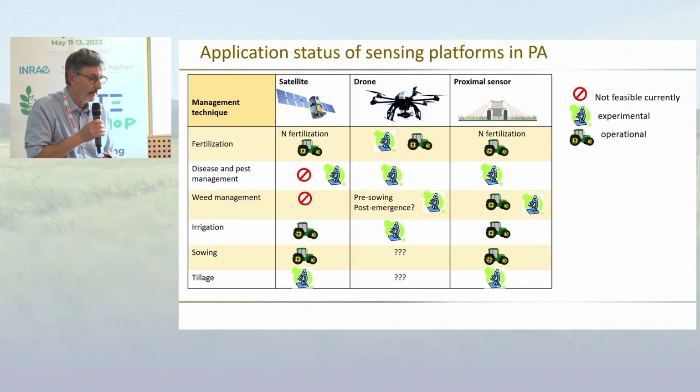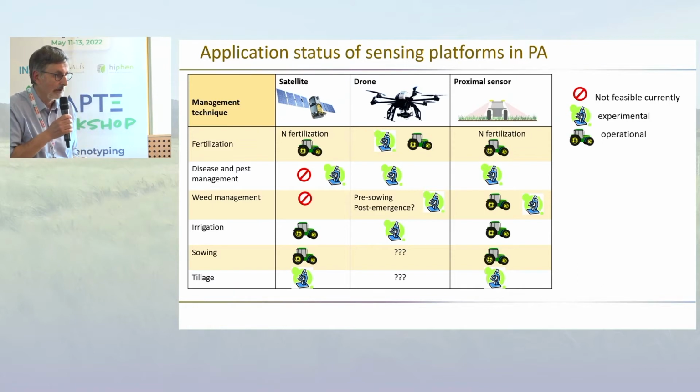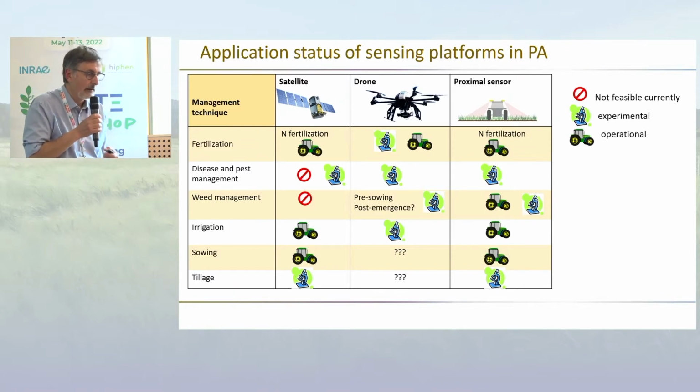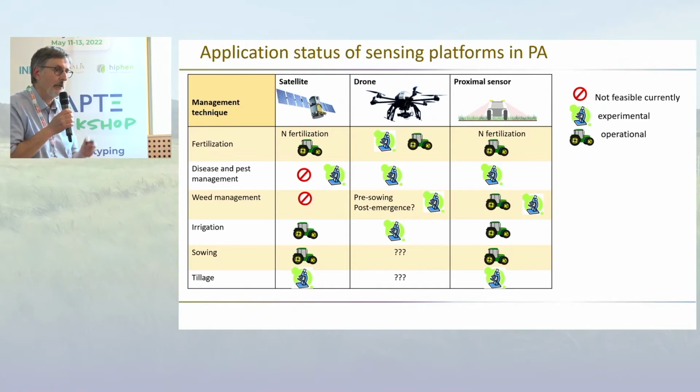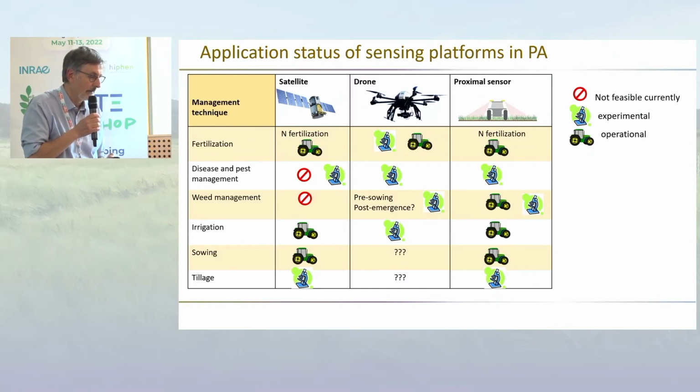Then, combining these things, this is more or less the status of the application of the different sensing platforms in precision agriculture, as I picture it. It is shown by a tractor when it's operational, so there are already commercial services providing this kind of service. They exist, for example, for fertilization for a number of years. They've been existing in France, but now a lot of platforms are available. Proximal sensors also already exist for fertilization.